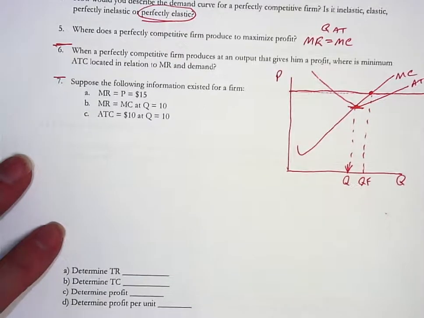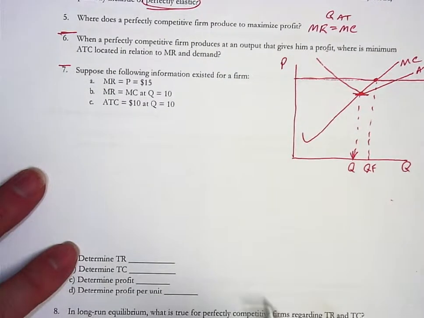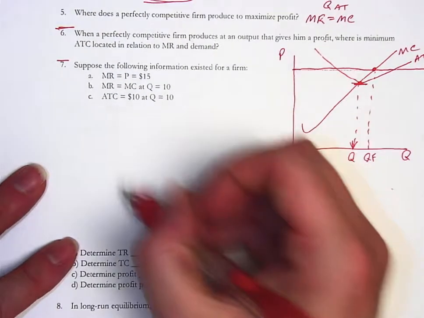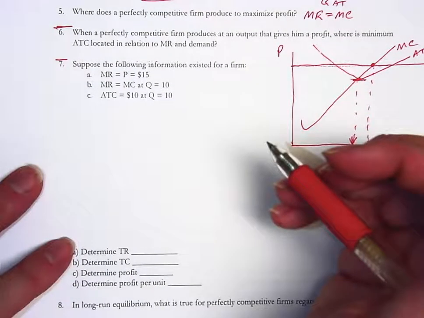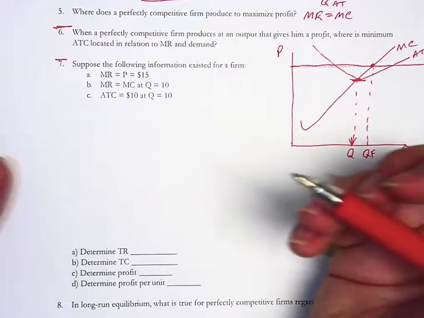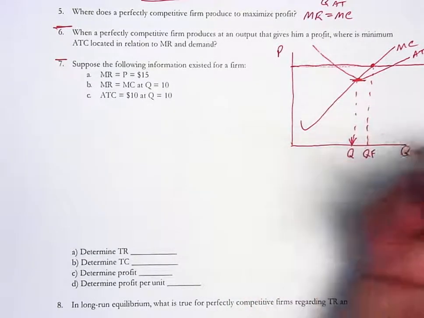So now number 7 is another kind of practice problem related to this, but it doesn't come from his video. With number 7, I've left you some space here to graph if you want to, or you can do it without graphing it. So I'm going to show you how to do it without graphing it, and then I'll switch gears and show you how to do it with graphing.